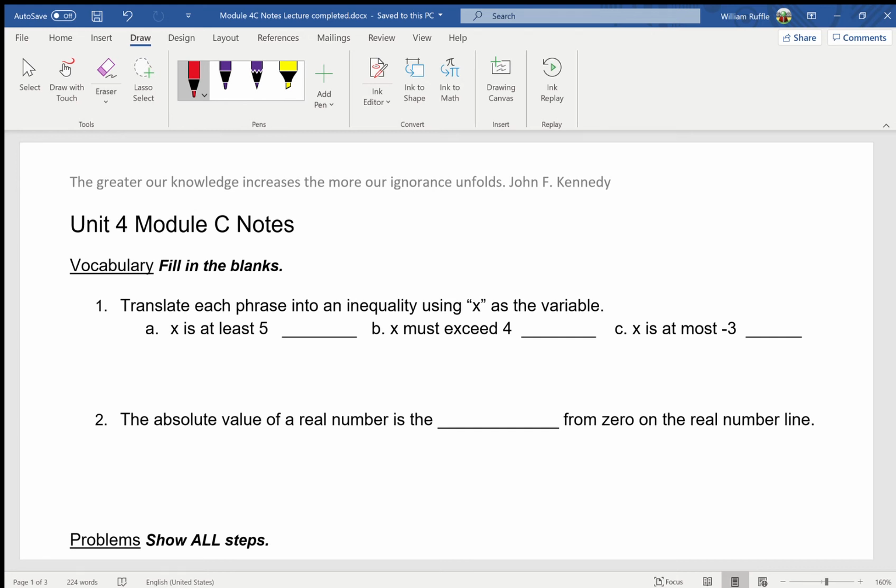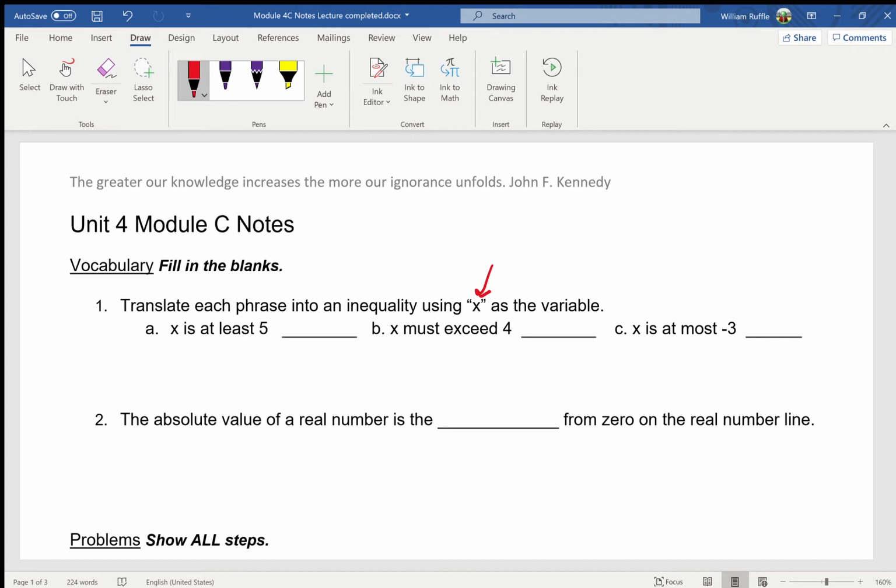We are going to do the 4C notes now. Now, I might be able to do this whole thing in just one video. We're going to give it a try. Now, the first thing we're going to do is translate each phrase into an equality, and we're going to be using x as our variable. As always, we have to follow the question's instructions. The computer will get mad if you use the wrong letter.